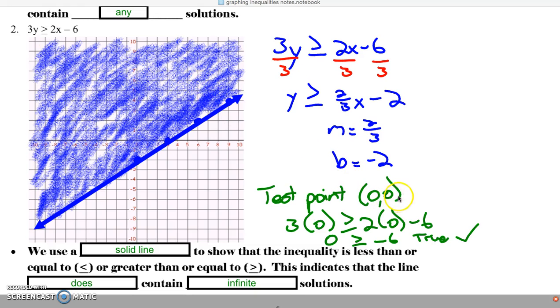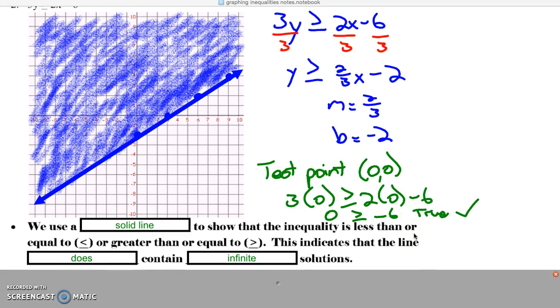I used my test point of 0, 0 again. The only time you wouldn't want to use that as a test point is if that point is on your line. So then you can pick any other point on either side of the line. If it works, shade that side. If it doesn't, shade the other side. Again, notice from slope-intercept form, and this is important, that since it's greater than, the shading did happen above the line.